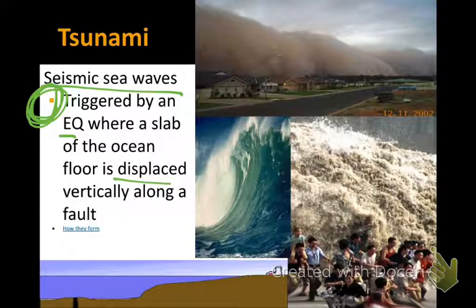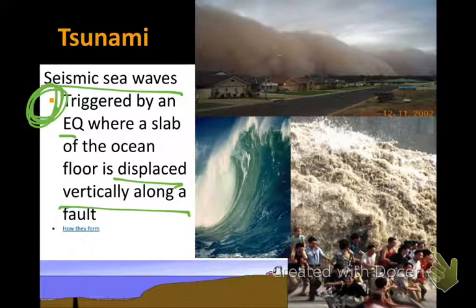So it's displaced vertically. So you have an earthquake that occurs in the ocean. So if you can imagine, and then part of the ocean floor on that fault line actually goes up. That's what we mean by vertically. And when it goes up, it's like it's throwing this wave of energy through the water. And as it throws that wave of energy through the water, that's what creates your tsunami.